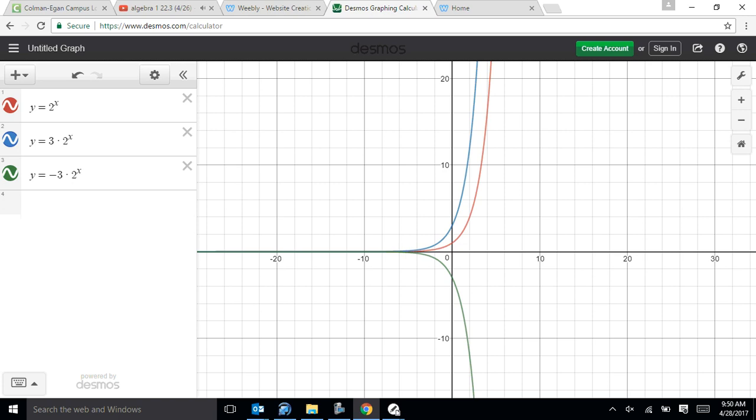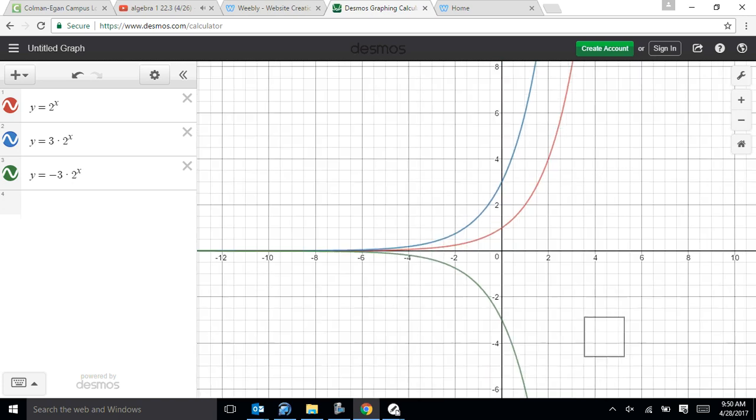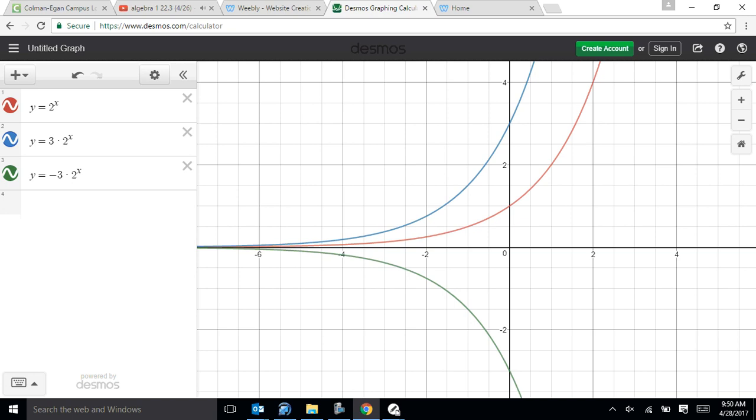So this one we can say has a 1 in front of it. So 1 times 2 to the x. Is that fair to say? What's the y-intercept of the red line? 1. What's the y-intercept of the blue line? 3. And how does that relate to the equation? It's that number that's in front, right?